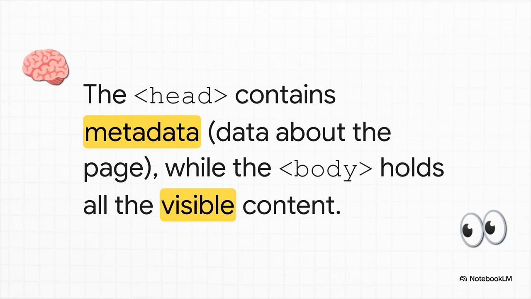Now, inside that main HTML container, you'll always find two big sections, the head and the body. And honestly, the best way to think about this is like a book. The head is like the book's cover and its copyright page. It has all the behind-the-scenes info, the metadata like the title you see in your browser tab. The body? Well, that's the actual story. It holds everything you can actually see on the page, all the text, images, and videos.